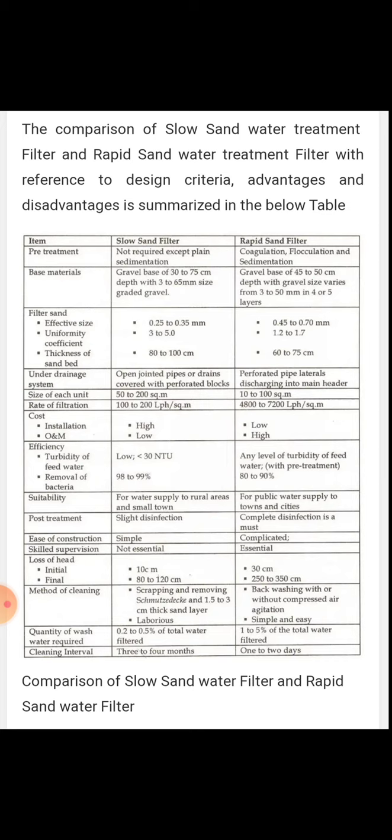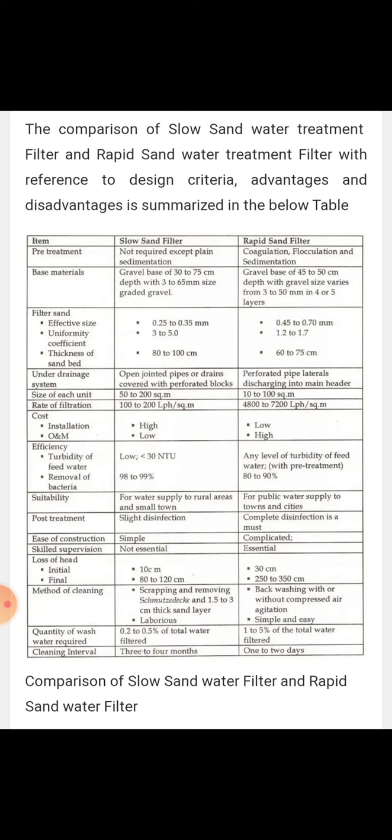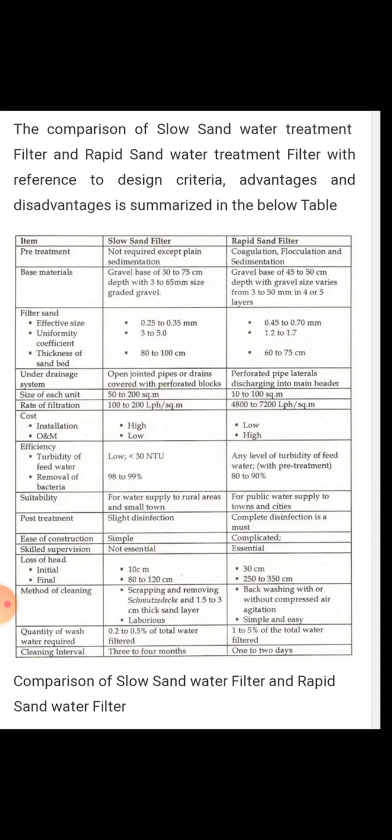But if you are going to use a rapid sand filter, this filter requires the complete treatment like coagulation, sedimentation and flocculation. That means all the suspended impurities and colloidal impurities have to be removed before the rapid sand filter. Okay, so that is the basic difference. If you are going to use a slow sand filter, you can use only a plain sedimentation process, and if you are going to use a rapid sand filter, in that case you require coagulation, flocculation and sedimentation, or this complete treatment of water.